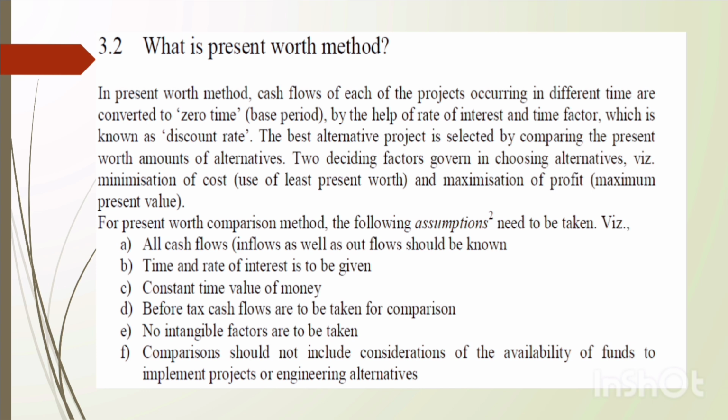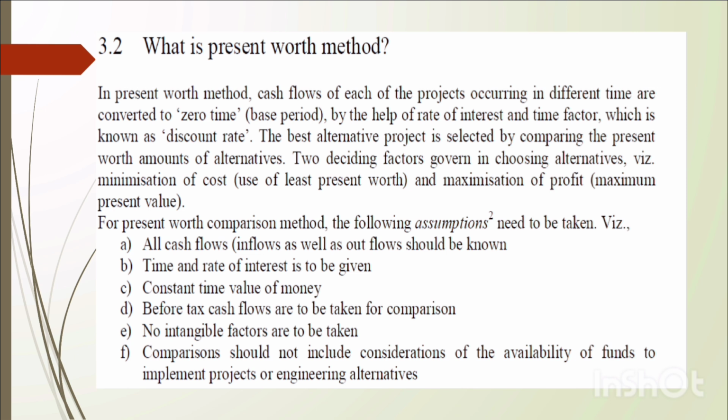Last parameter is the present worth method. In the present worth method, the cash flows of each of the projects occurring at different times are converted to the zero time base period by the help of the rate of interest and time factor, which is known as the discount rate. The best alternative project is selected by comparing the present worth amounts of alternatives. The deciding factors in choosing an alternative are minimizing of the cost, use of the least present worth, and maximization of profit, maximum present value.